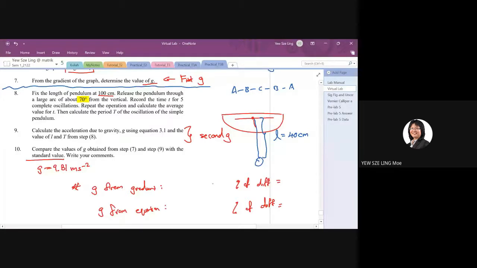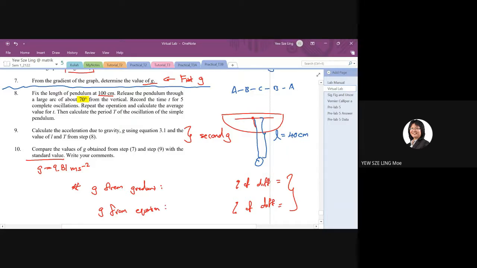So the first objective, you just need the g from the first part of the experiment, from the gradient. Okay, you use the 10 degrees. And then for the second objective, you do the comparison between the first and the second g that you obtained from the experiment. All right, see which one gives you less percentage of difference. The one with lesser percentage of difference means it's more accurate.